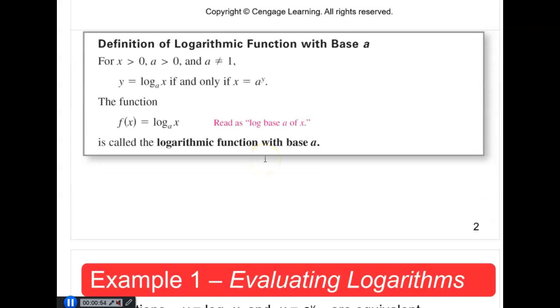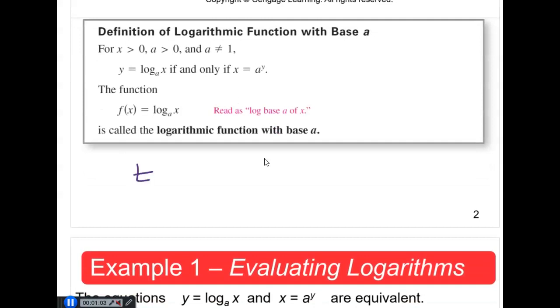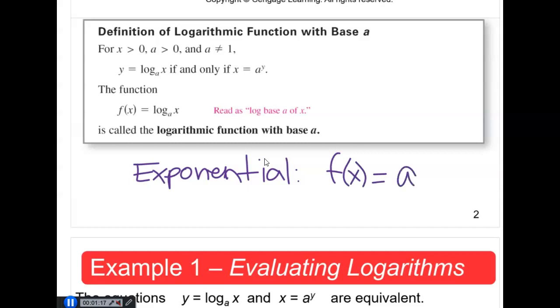And I want to remind you how when we went over the exponential functions, we also had something that we referred to as the base. And so we had something such as f of x is equal to a to the power x. And so the number that is being raised to a certain power, that is our base. And then we had here our independent variable, which is x, and is also, of course, the exponent.